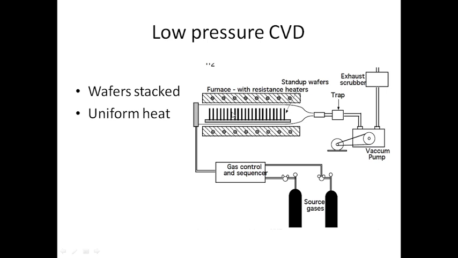All the wafers will be lined up, and since it is low pressure, a vacuum pump will be used to take out the pressure before we start injecting the material into this chamber. So first a vacuum pump takes out the pressure to begin the low pressure CVD process. Once the pressure is set to the desired level, the source gases will be released on a controlled basis, and they will get deposited on these stacked wafers.